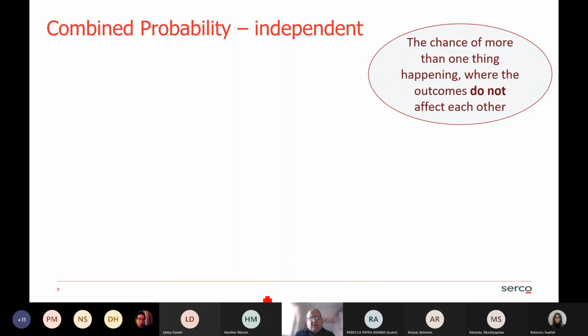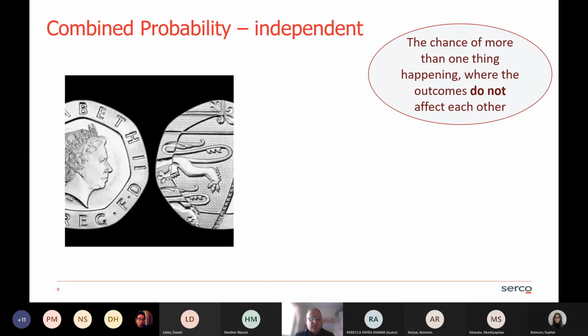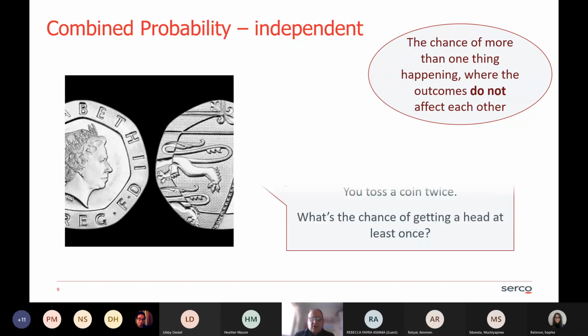So an independent probability is the chance of more than one thing happening where the outcomes do not affect each other. I'll give you an example, and hopefully that makes sense. So if you imagine I've got a coin, and all I could afford was a 20p, but I toss the coin and I want to know what's the chance. I'm going to toss it once and then I'm going to toss it again. I'm going to look at whether I get a head or a tail.